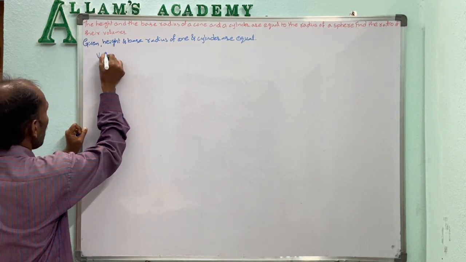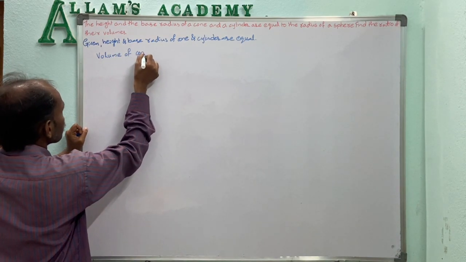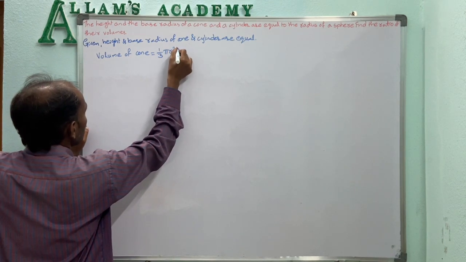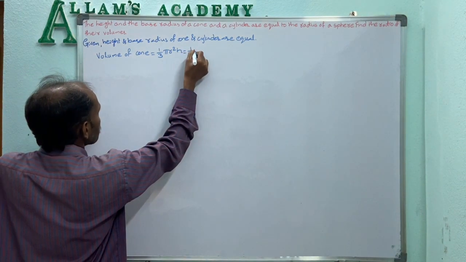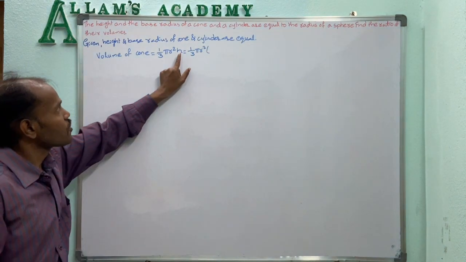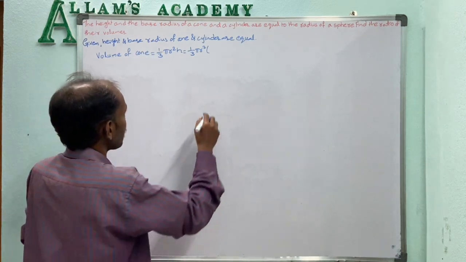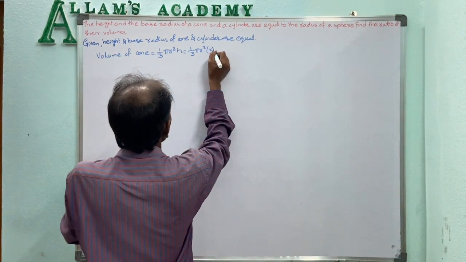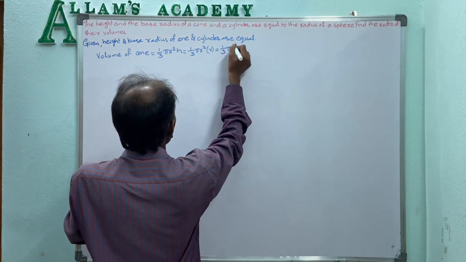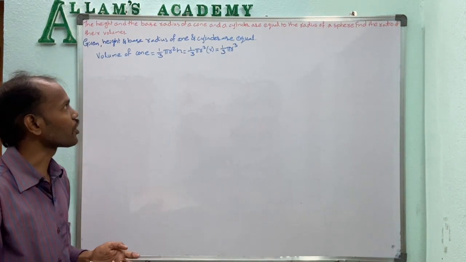So volume of cone is 1 by 3 pi r square h. So that means 1 by 3 pi r square into h. So the height is equal to the base radius, that means it is nothing but r. That means 1 by 3 pi r cube, since r square into r is r cube.